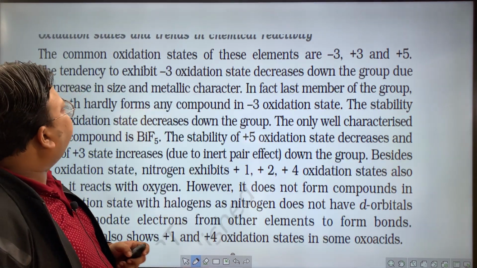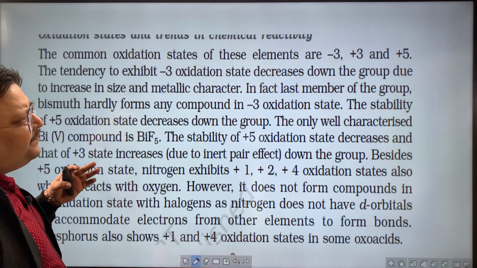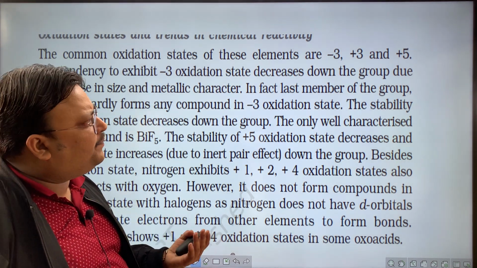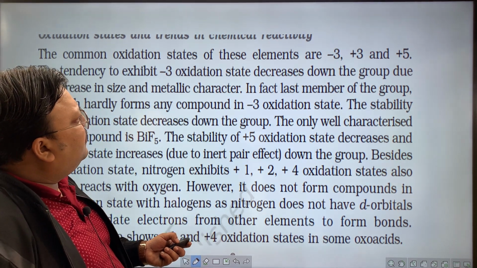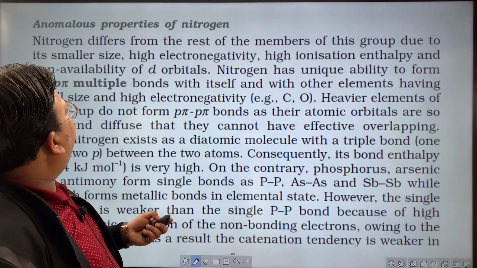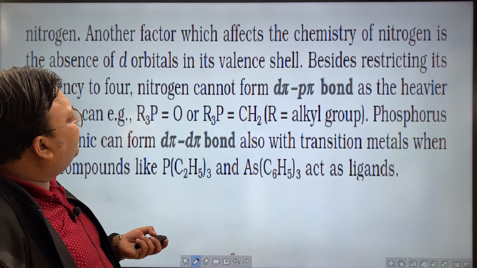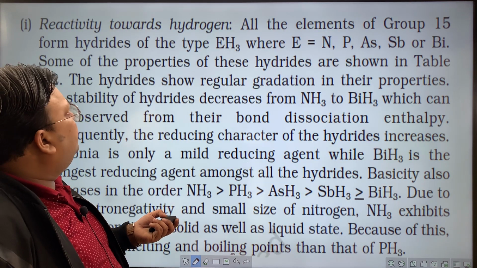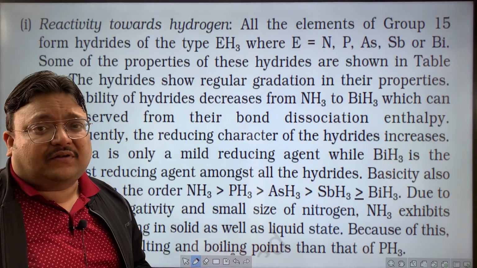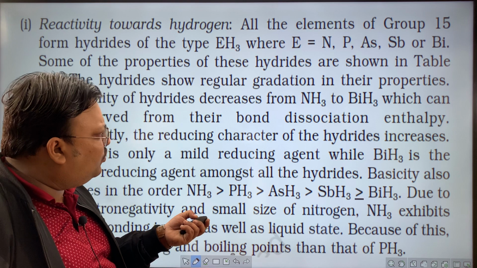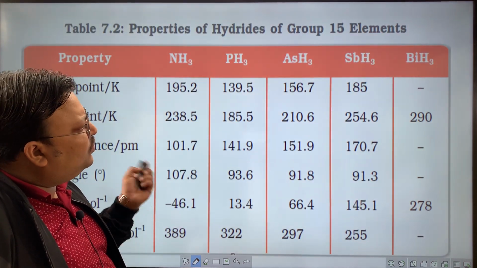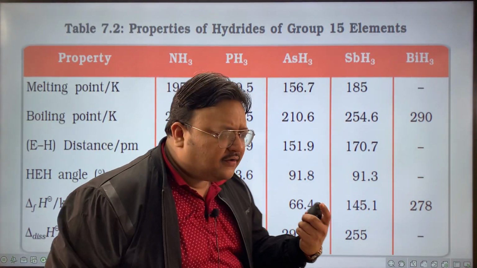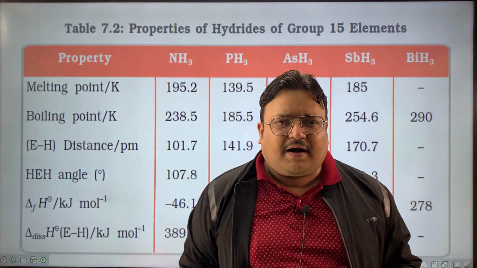We'll move on. This is about oxidation state. The oxidation state will range from -3 to +5, and then onwards, anomalous properties of nitrogen. Then the compounds of this group, which are hydrides, oxides, chlorides, halides. All these tables and results you would see are going to be taken from NCERT.